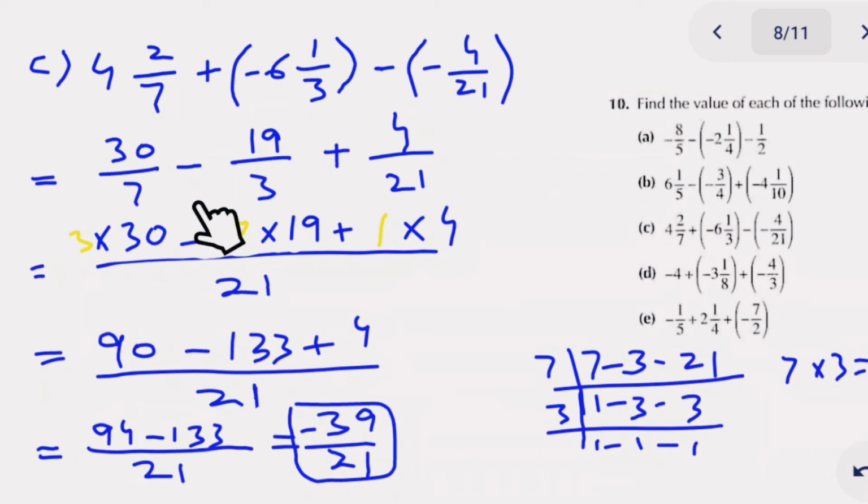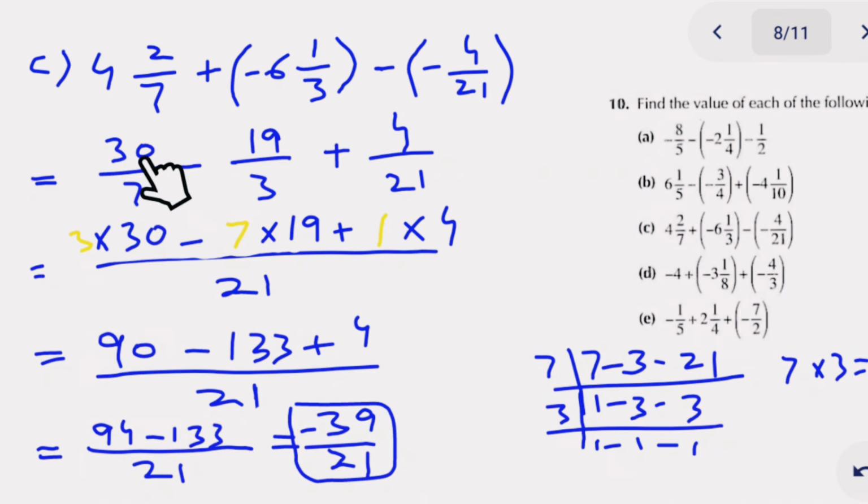Next, we have to find the LCM of 7, 3, and 21. We divide by 7: 7 ones are 7, 3 is not divisible so we write this number as such, and 7 threes are 21, and 3 ones are 3 and 3 ones are 3. So we multiply 7 with 3 and we get the answer 21. So now this 21 is the LCM. We write this LCM over here, and then we divide this 21 by 7 and we get 3.